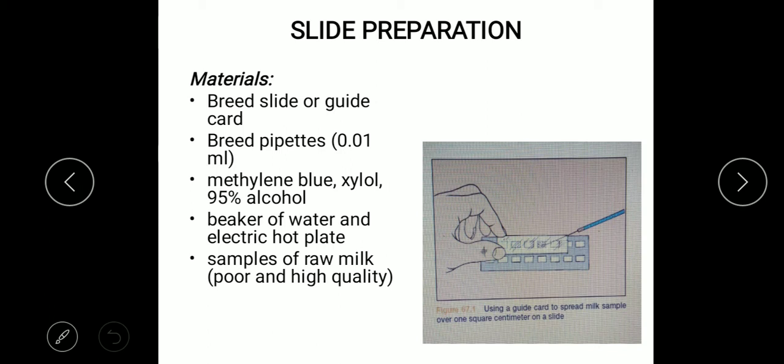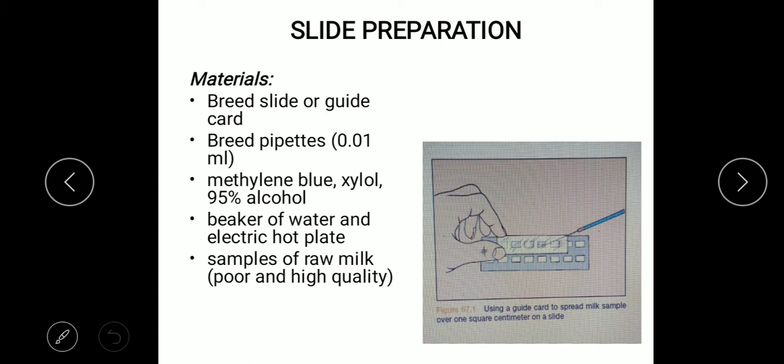So we will proceed with the steps of how to carry out this examination. First we will need the materials or requirements. Those include a breed slide or guide card, breed pipettes, methylene blue, xylol, 95% alcohol, a beaker of water, an electric hot plate, and samples of raw milk, both poor quality and high quality.